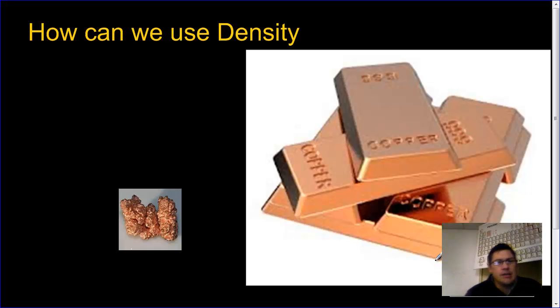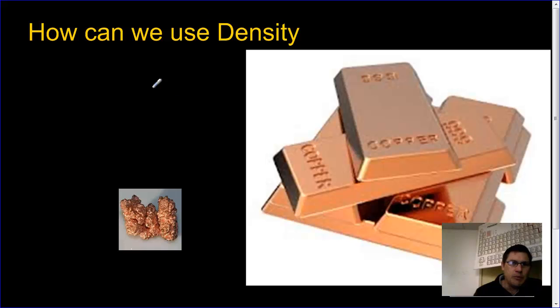So how can we use density? As we start to explore with density, we can determine purity of substances. One of the old ancient ideas was people would make brass or bronze and pawn it off as gold. Well, if you understand density, you can understand that the volume to mass ratio for gold is very high, and brass and bronze, copper and zinc combination is significantly lower. And so we could determine that we wouldn't have gold actually.